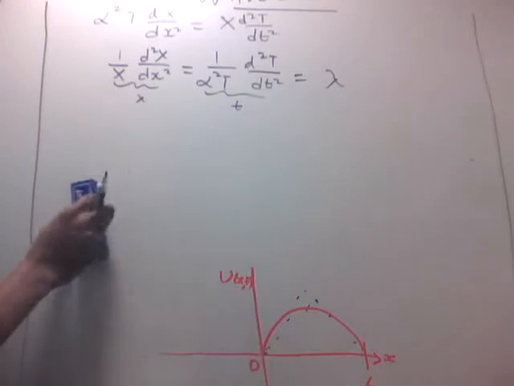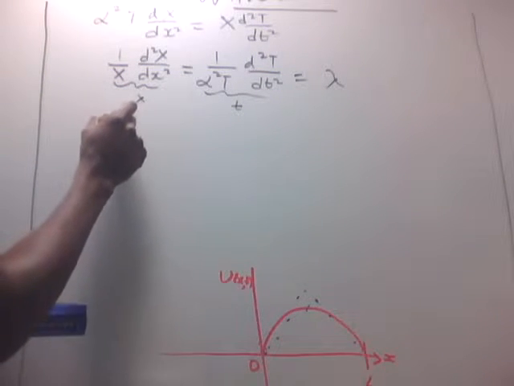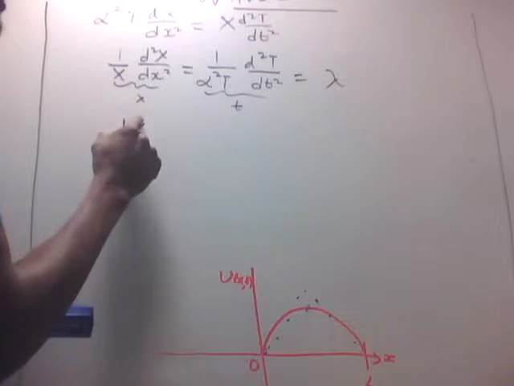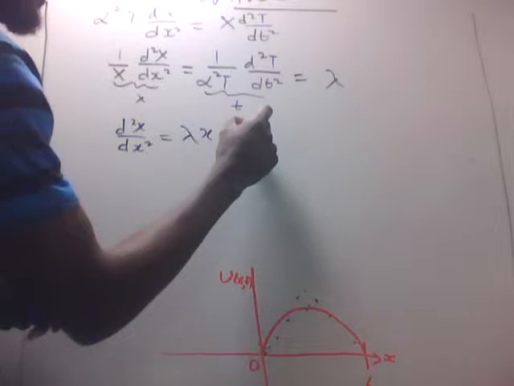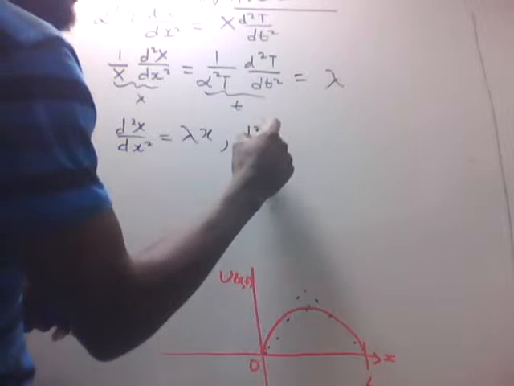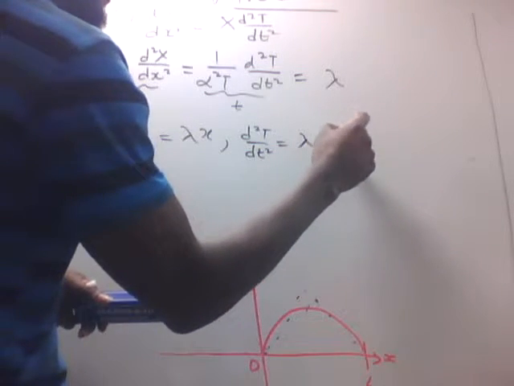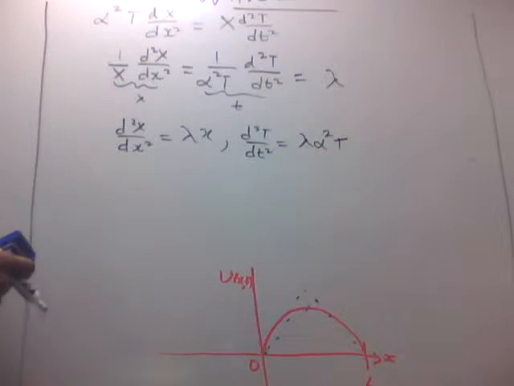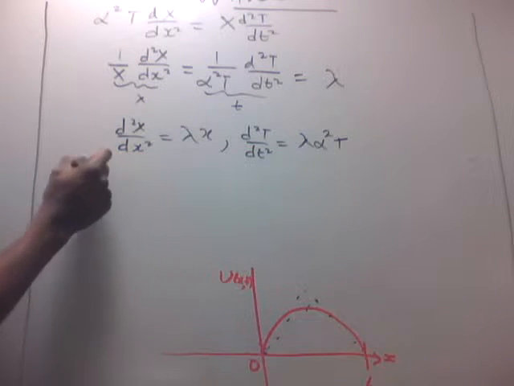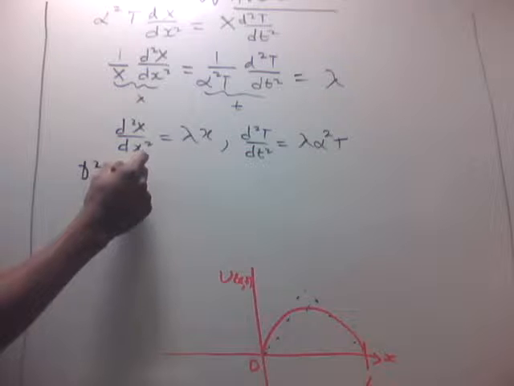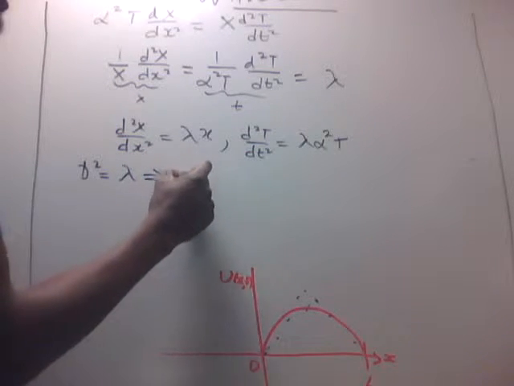So what this tells me is that I have two ordinary differential equations to solve. One is d squared X over dx squared equals lambda X, and the other is d squared T over dt squared equals lambda alpha squared T. Okay, this is the same equation we've solved so many times now. The characteristic equation is d squared equals lambda.